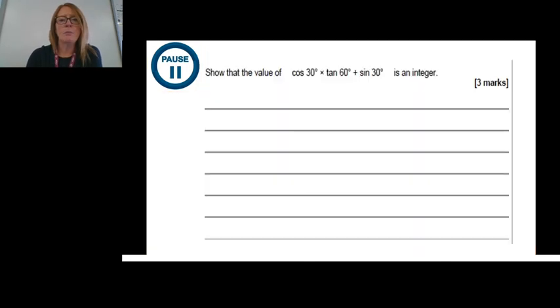You may be asked to put your understanding into one of these slightly wordier questions. Okay, so we need to show that the value of cos 30 times tan 60 added to sine 30 is an integer. In other words, a whole number. This is a 3-mark question. Again, if you can pause the video and give yourself 3 or 4 minutes to see if you can get the correct solution to this question.